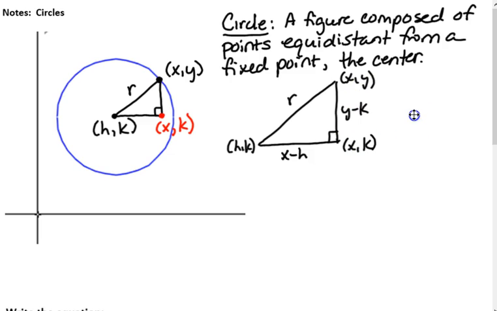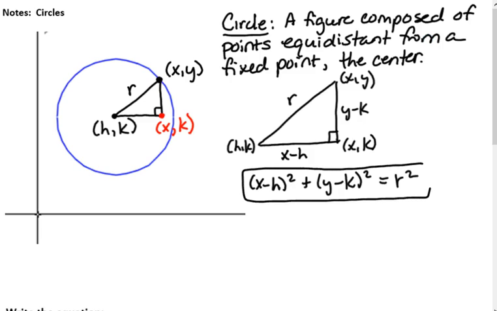And then we're going to do what we've done so many times in this course. We're going to use the Pythagorean Theorem. This is a right triangle, so we know that this has to be true: x minus h squared plus y minus k squared is equal to r squared. And that is the formula for a circle, with its center at H, K and a radius of r. This is known as standard form of the circle.